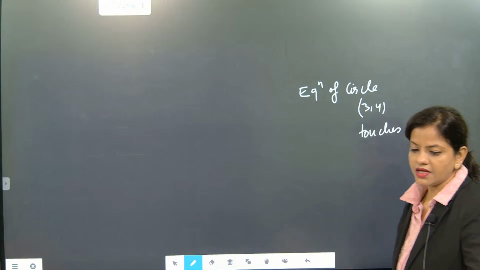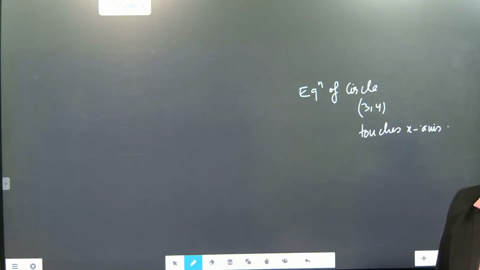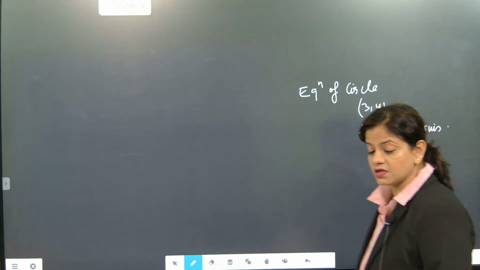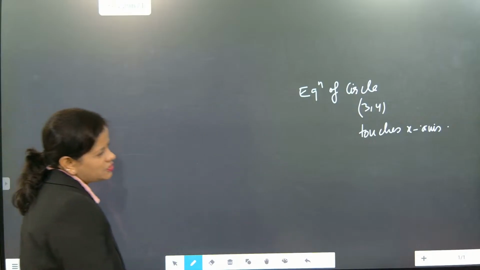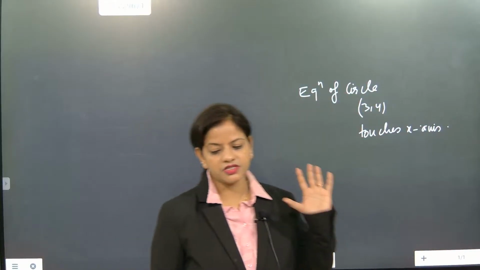That's it. Nothing else is given. It is touching the x-axis. So what will be the equation of the circle? After that, nothing is written. They only wrote: find the equation of the circle whose center is (3, 4) and it is touching the x-axis.